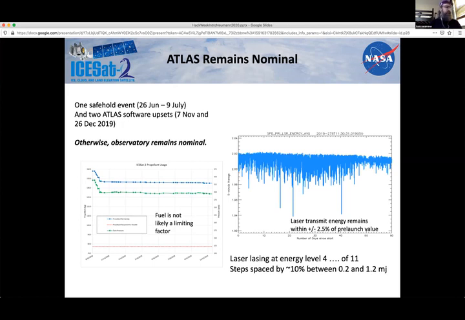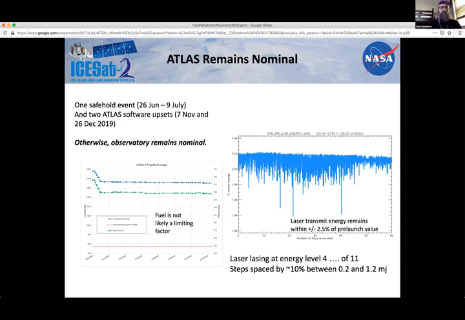Naturally enough, people with a sense of humor chose the laser to have 11 different energy levels, because if you set your energy level at 10, where do you go from there? These go to 11. So right now we're at 4. We've only dropped by 2.5%. And the laser energy level steps are approximately 10% differences within each of those steps. So at some point we may need to move up to level 5 to get back to the transmit energy level we had at the beginning.